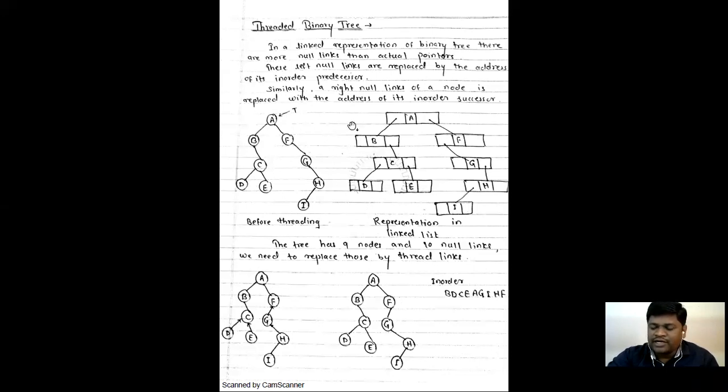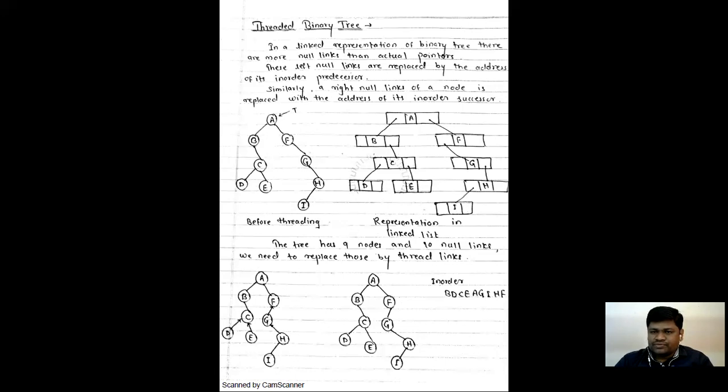In the threaded binary tree, instead of writing null here, what I have stored here is the address of its predecessor node. For that purpose, we need to calculate the predecessors by considering the in-order. So which order are we considering? How many orders have we discussed?